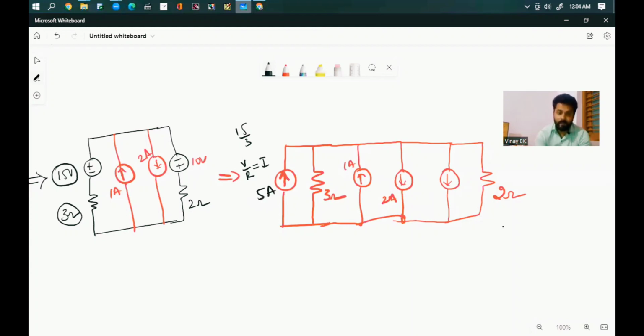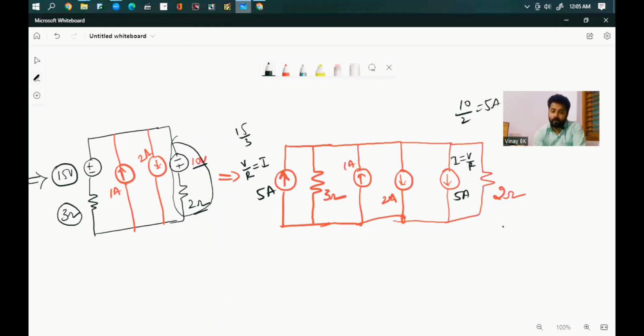Similarly, at the other voltage source here, I is given by V by R, that is 10 divided by 2, nothing but 5 amperes, so that 5 amperes is flowing downward. So now you know the rule that if the currents are flowing in the same direction, then there will be addition of current. If the currents are flowing in opposite direction, then there will be a subtraction of current, that is the difference of the current.